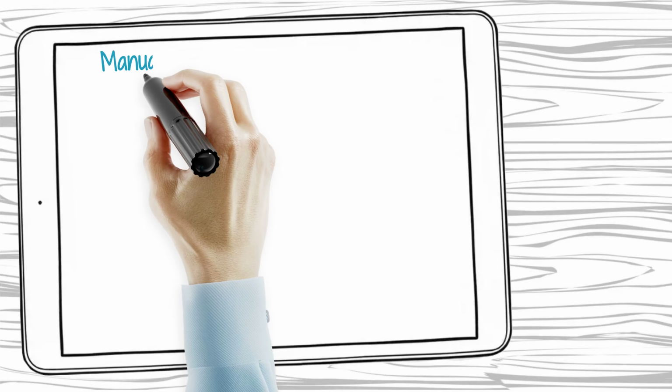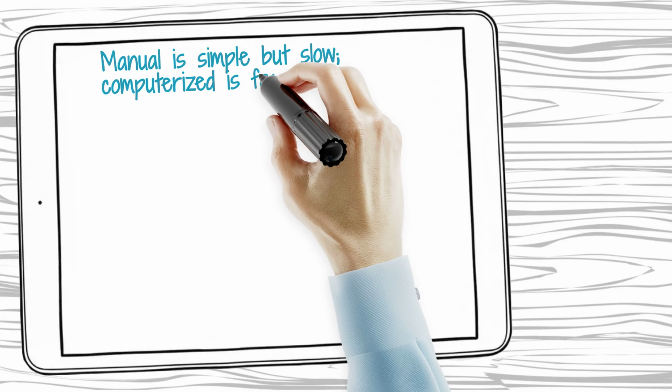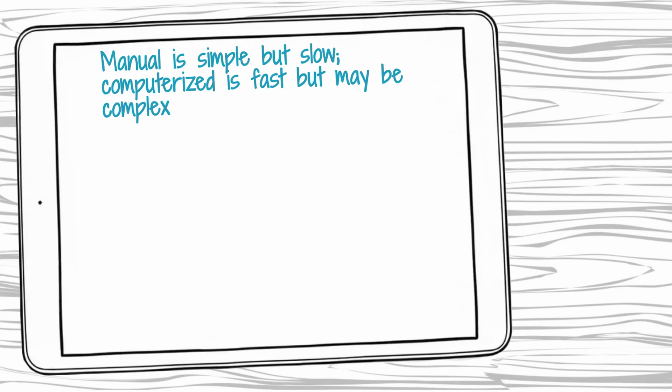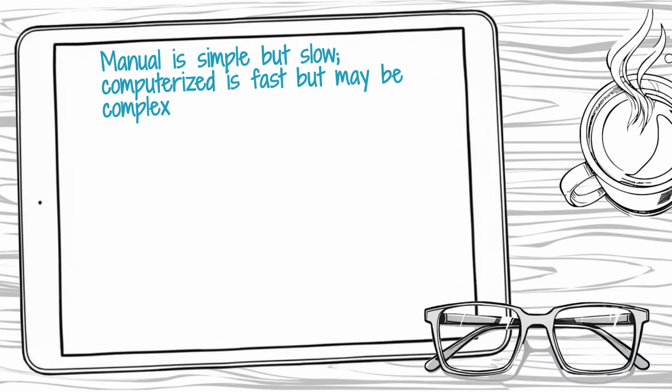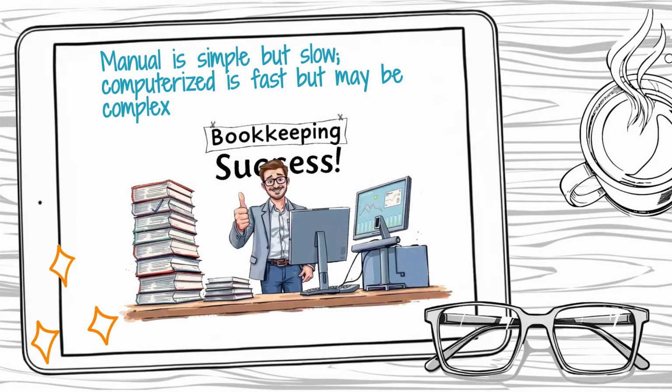In summary, each system has its benefits and drawbacks. Manual is low-cost and straightforward, but labor-intensive and error-prone. Computerized is efficient and scalable, but may be expensive and difficult to master initially. Choose the one that aligns best with your needs and resources.